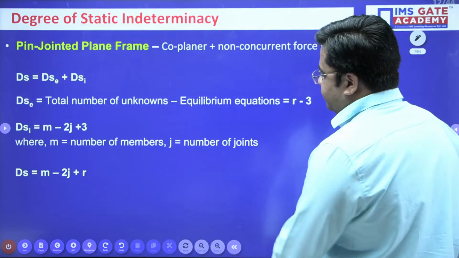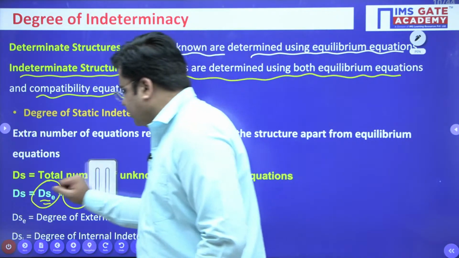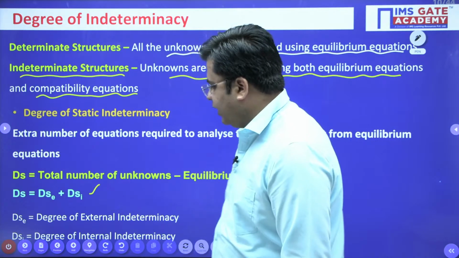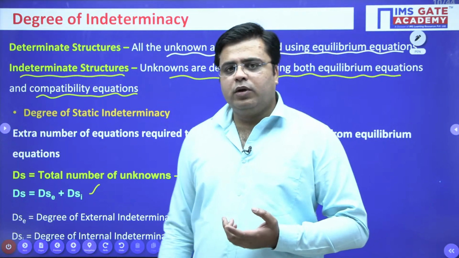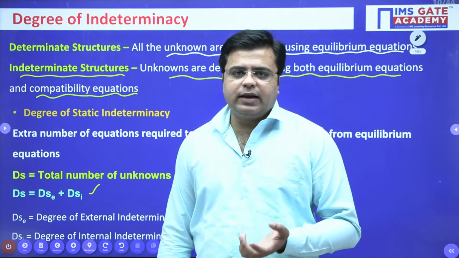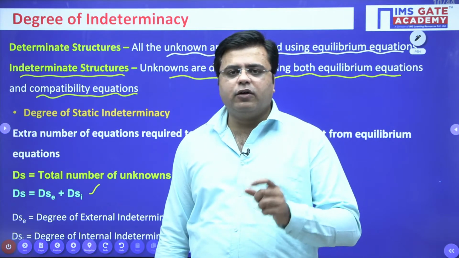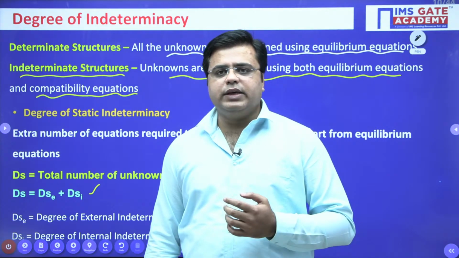Now, so degree of static indeterminacy, DS, is equal to degree of external indeterminacy plus degree of internal indeterminacy. Now, depending upon the type of frame or the type of structure we are analyzing, there are different formulas for calculating the degree of external or internal indeterminacy. Now, we are going to see one by one.